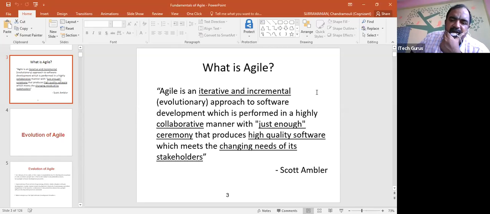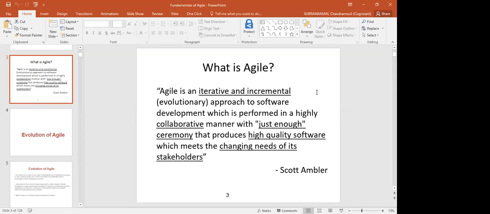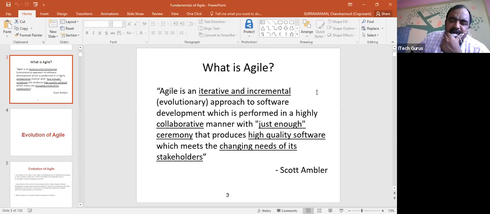Yes, we started with the first thing, right? Agile is an iterative and incremental approach, incremental meaning evolutionary addition, to any development, including software. But that is not the end of the story. Agile is performed in a highly collaborative manner. So collaboration is fundamental.